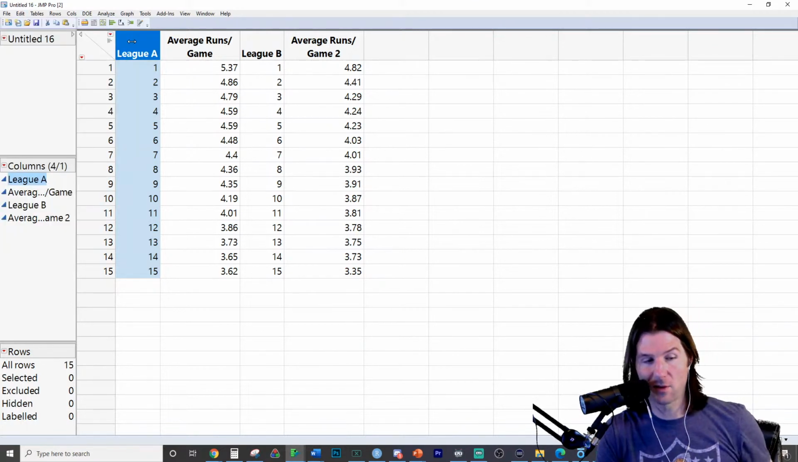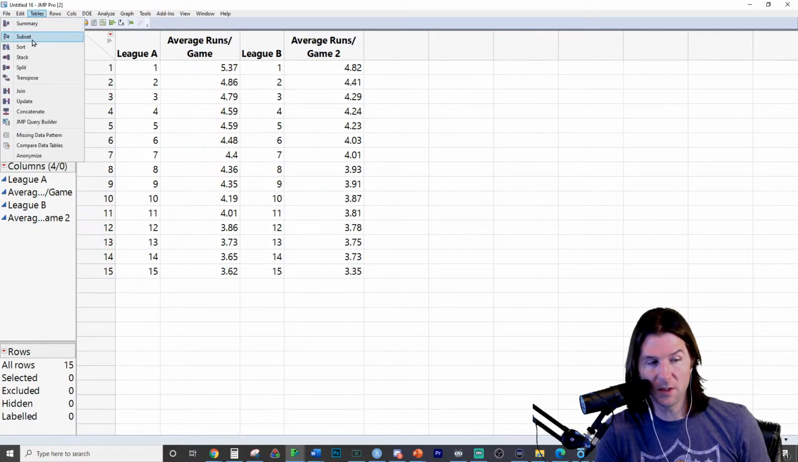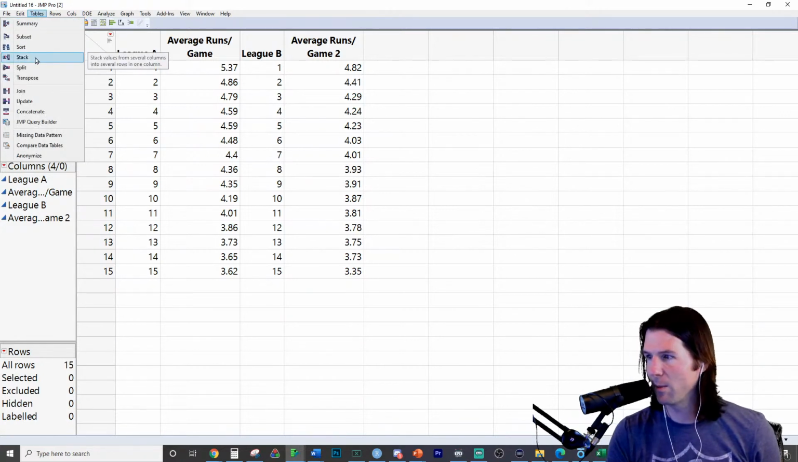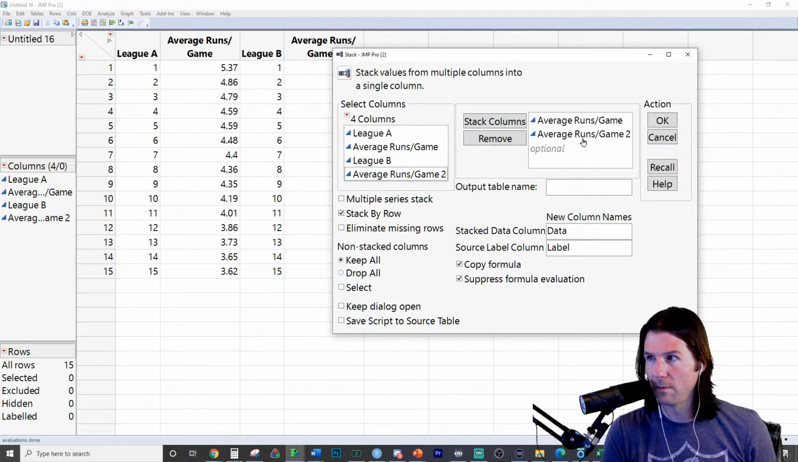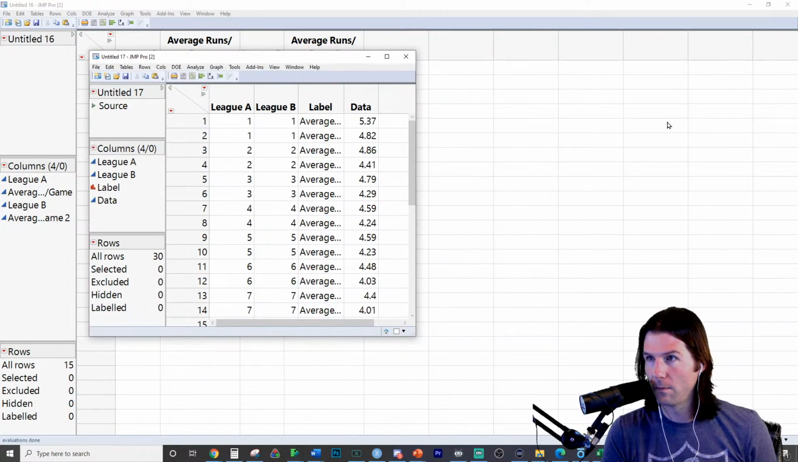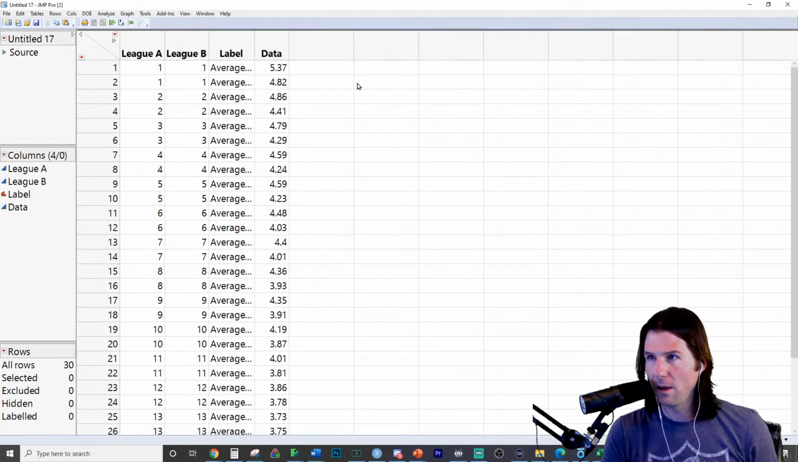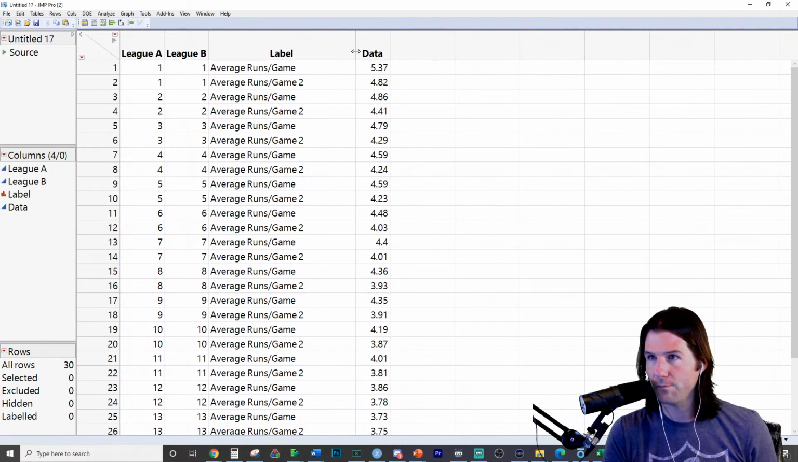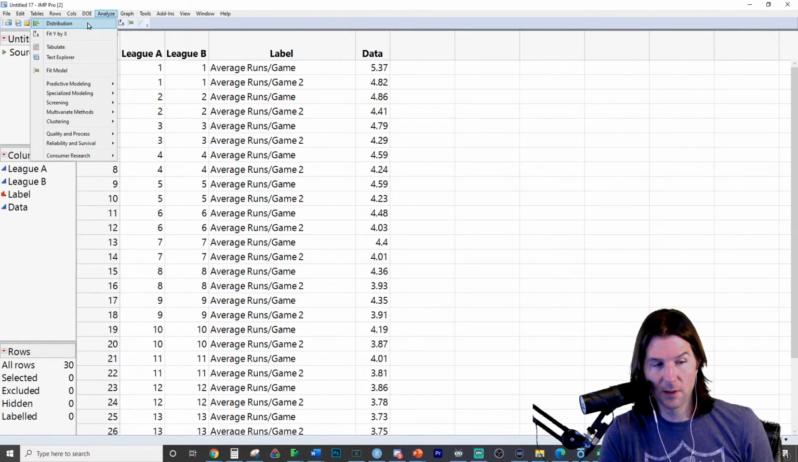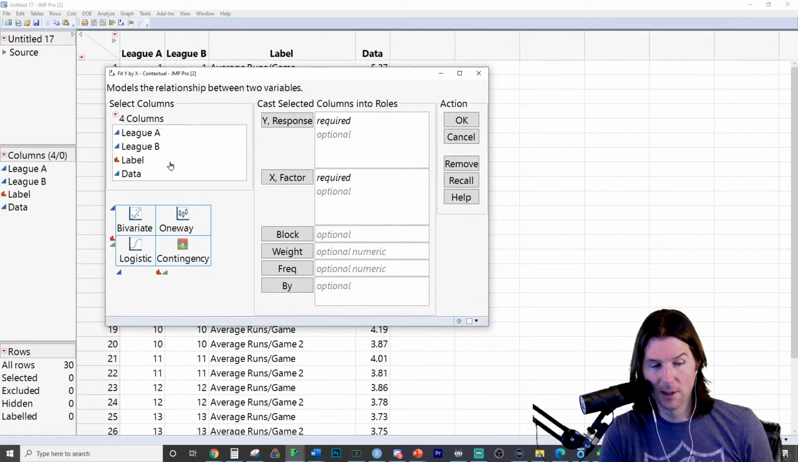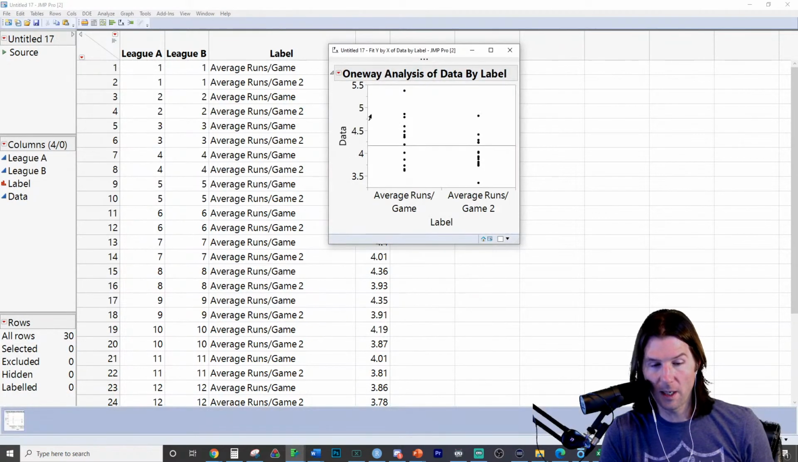And I was 99% certain that the quick way of doing this is Tables, Stack. I clicked the wrong button last time. Tables, Stack, and we're going to stack these two. The label right there should be the right one. I think it's all right. So we're going to go here to Analyze, and let's go here to Fit Y by X. And then we're going to put Label down here. We're going to put Data up here. Don't worry about these. And then let's click OK.